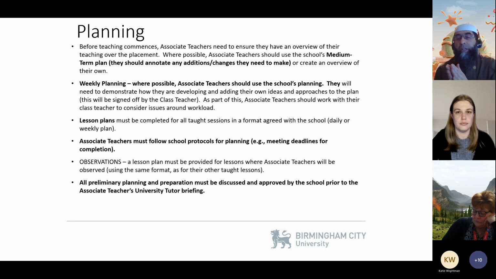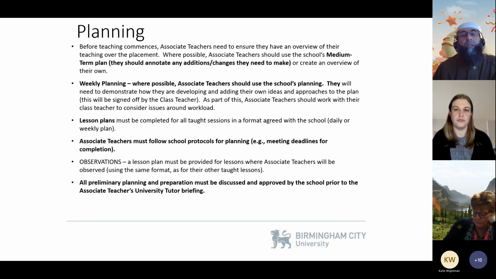The expectation is very clear in terms of lesson planning. Every lesson that they teach needs to be planned, and they need to have it available. Also, any lesson of theirs which is observed either by the classroom teacher, the lead mentor or the university tutor, they have to have a lesson plan ready so that we can see what their thinking was, whether that thinking is being delivered into the classroom, and also to be able to see that that lesson plan has been derived from their midterm plan.